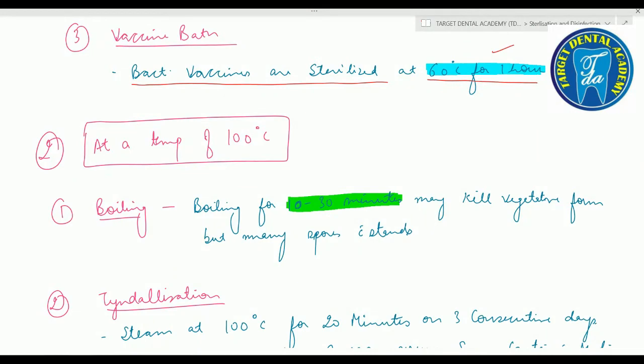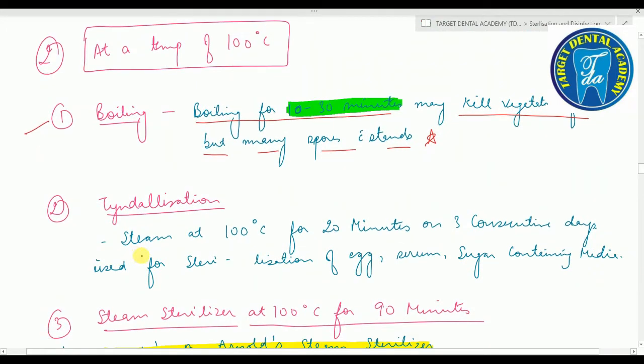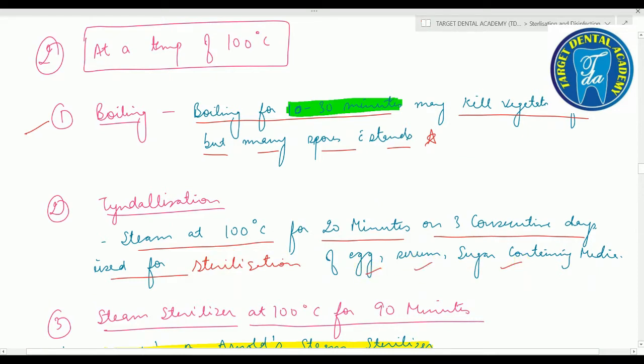Now the next method is at the temperature of 100 degrees Celsius. First method is the boiling. As you know, it usually occurs at 100 degrees Celsius. So boiling for 10 to 30 minutes may kill the vegetative form, but many spores withstand. Important. Second in this is steam sterilization. So in this, the steam at 100 degrees Celsius for 20 minutes on 3 consecutive days is used for the sterilization of the egg, serum, sugar containing media. Important.